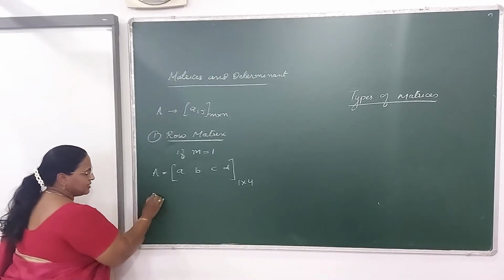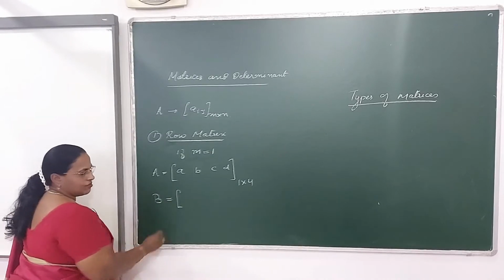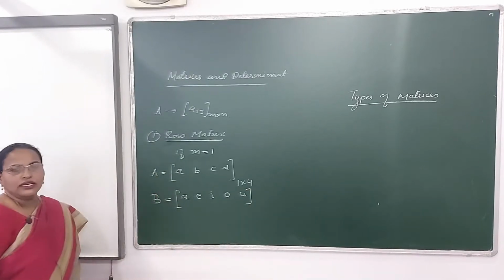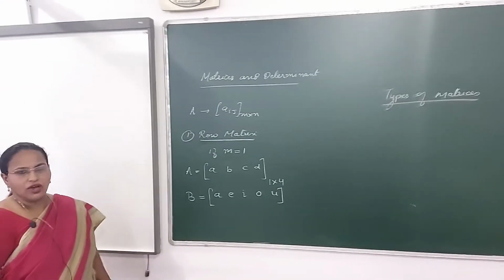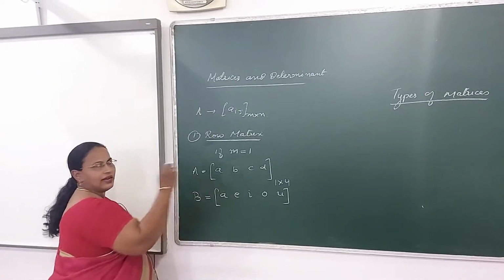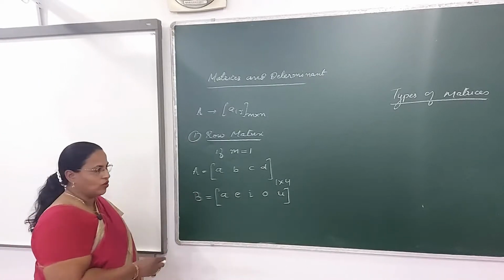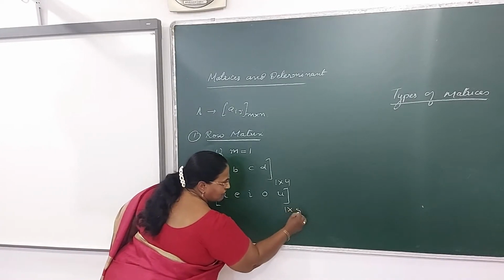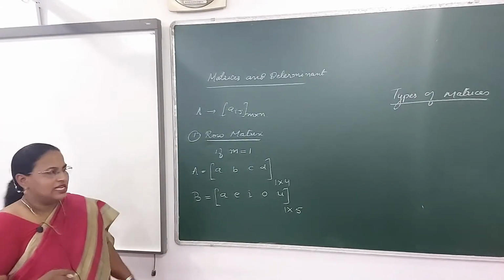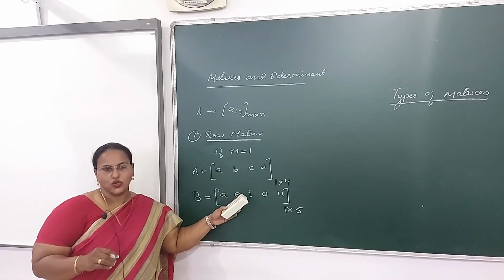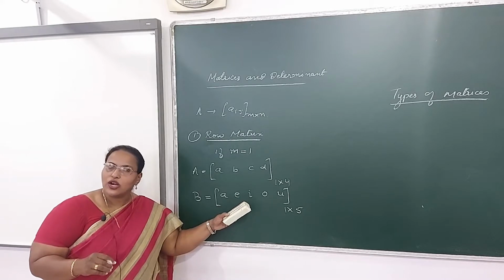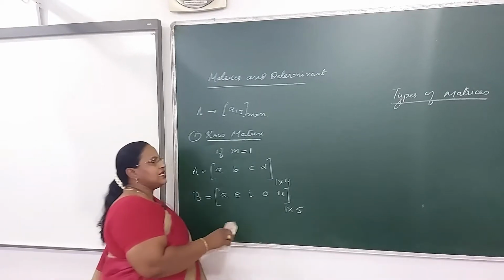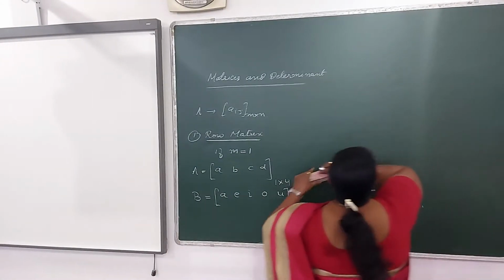Likewise, let us take one more example. B is equal to [a e i o u]. Now again, this is an arrangement of vowels, and it is arranged in a single row, but how many columns are there? 5 columns are there. So what is the order of this matrix? Order is 1 by 5. Since it has just a single row, this will be called a row matrix. Now the second type is column matrix.